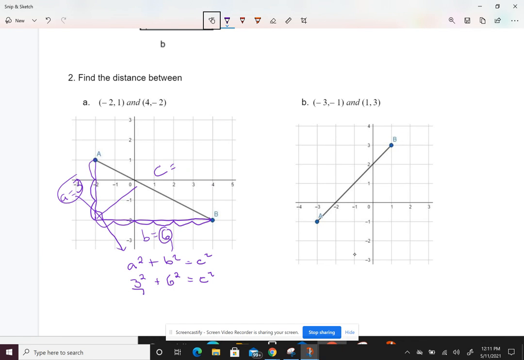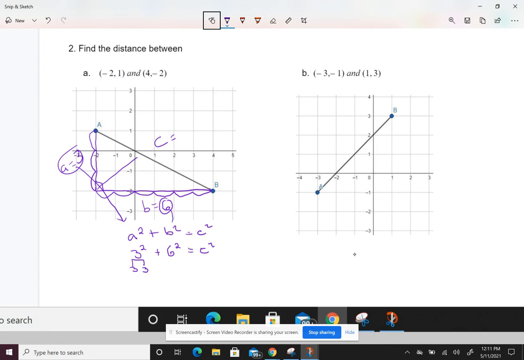Remember, this is not 3 times 2. This is 3 times 3. So 3 times 3 is going to give me 9. 6 squared is 6 times 6, not 6 times 2. So this is going to give me 36. Then I'm going to add these together. So 9 plus 36 is going to give me 45.